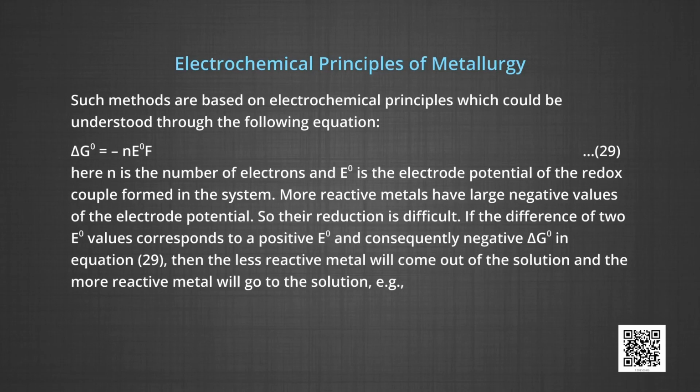Here n is the number of electrons and E naught is the electrode potential of the redox couple formed in the system. More reactive metals have large negative values of the electrode potential, so their reduction is difficult. If the difference of two E naught values corresponds to a positive E naught and consequently a negative delta G naught in equation number 29, then the less reactive metal will come out of the solution and the more reactive metal will go into the solution. For example, copper ions react with iron to form copper and iron ions.